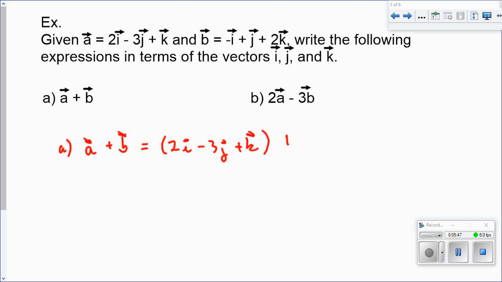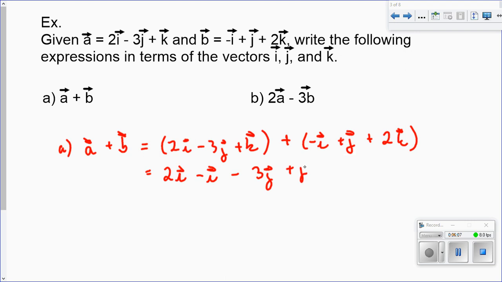It's important that I continue to use the vector symbol. I know it might be tedious to include that vector line, but please include that. So now let's collect like terms. I've got 2i minus i, minus 3j plus j. Vectors are like polynomials or terms, I guess. And that's the best way to treat and understand vectors. So 2i minus i is 1i. Negative 3j plus j is negative 2j. And k plus 2k is 3k.